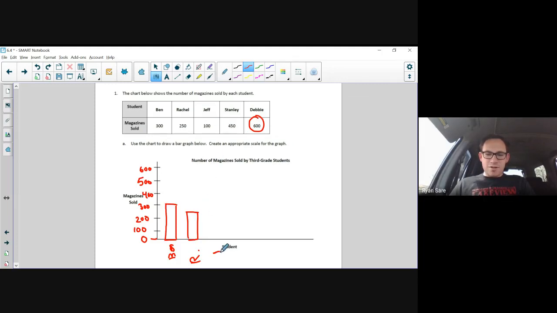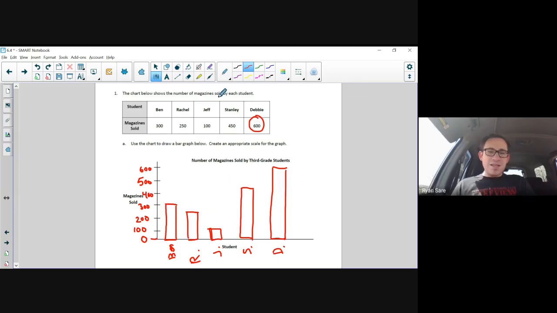Jeff, I'm just going to put a J for Jeff. He got 100. So his number is going to be right down here. That's his bar. And then Stanley was at 450. So I'm going to put an S for Stanley. And his bar is going to go all the way up to 450. Now this is where it gets a little tricky. I'm going to try to estimate. This looks like about halfway in between those. And there's my bar graph for Stanley. And finally, Debbie, put a D for Debbie, 600. She's clear up here at the top. And now I've got my scaled bar graph completely made. And I'm ready to answer some questions.